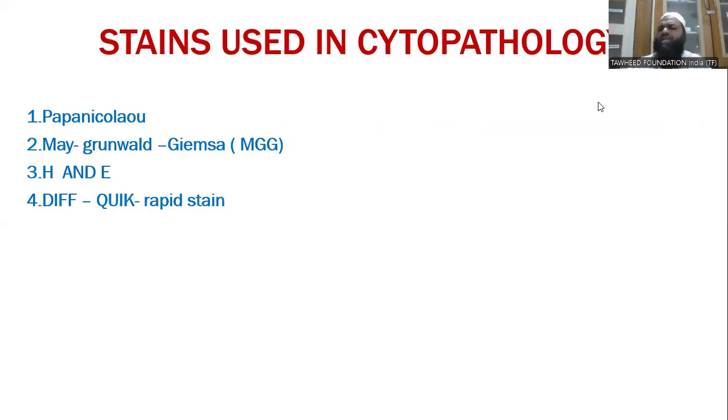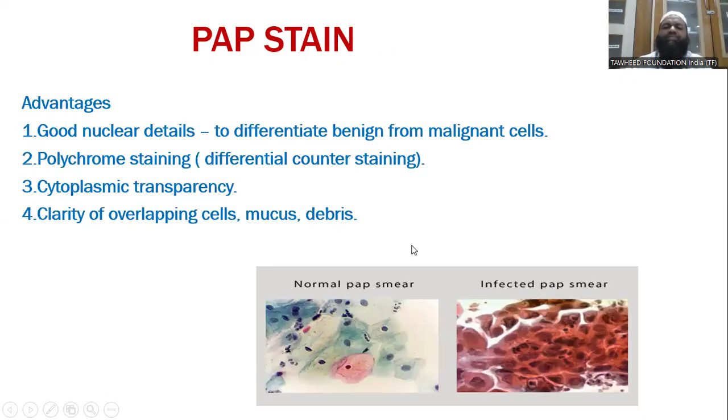So, stains commonly used in cytopathology. One is Papanicolaou stain, that is PAP stain, second is May Grunwald Giemsa stain, that is MGG stain, third is H and E stain, hematoxylin and eosin stain, and fourth is the differential, quick rapid stain. We can use these in a cytopathology laboratory. First we are going to discuss the PAP stain.